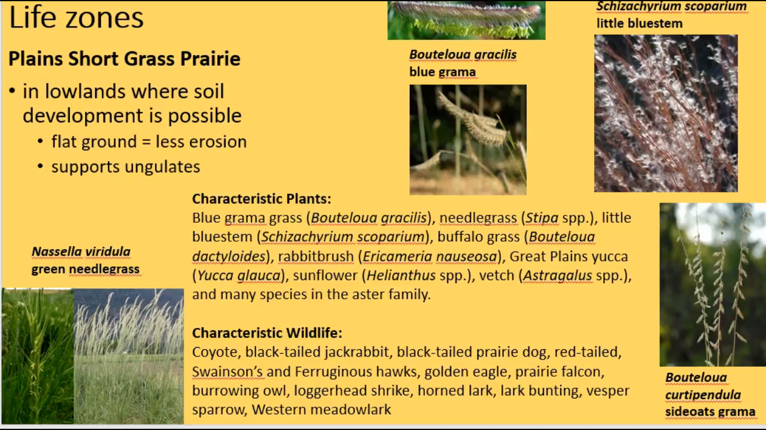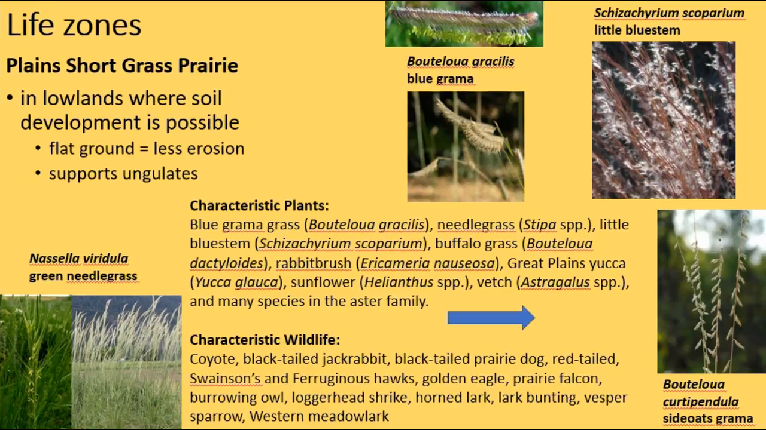There are three primary life zones in the garden. The first is the plains shortgrass prairie. This can be found in most of the low-lying areas in the park where soil development is more likely because the slope is less. So when you have flat ground, you have less erosion, you have more soil development, and more likely greater vegetation on the ground surface. This supports ungulates. Mule deer are grazers, and they are mostly living in the central valley of the garden.